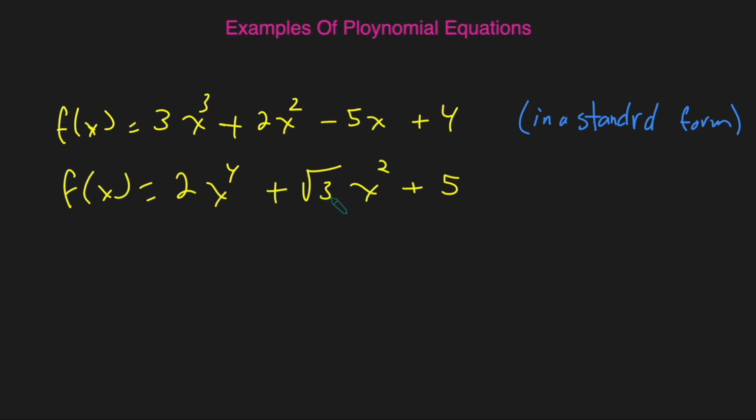Now, because you see a radical here, it doesn't mean that this is not a polynomial equation. Since this is a constant, it could be a radical. The variable cannot be a radical. So this is yes.